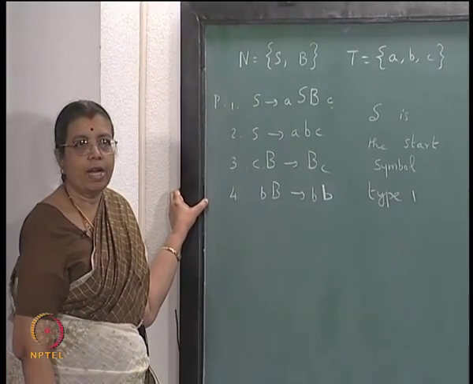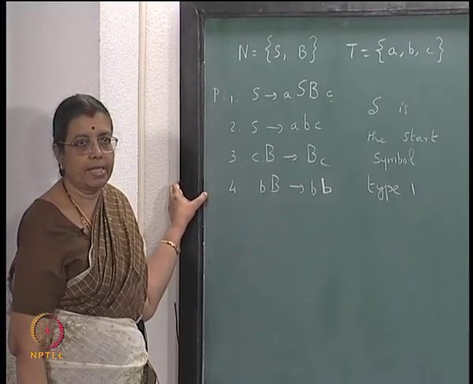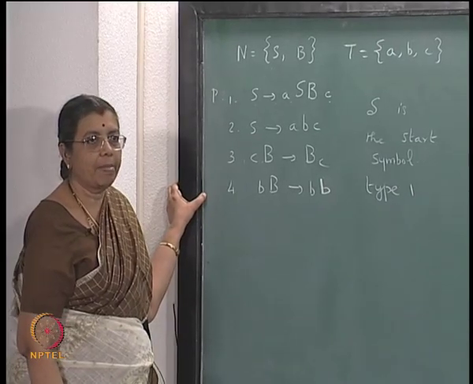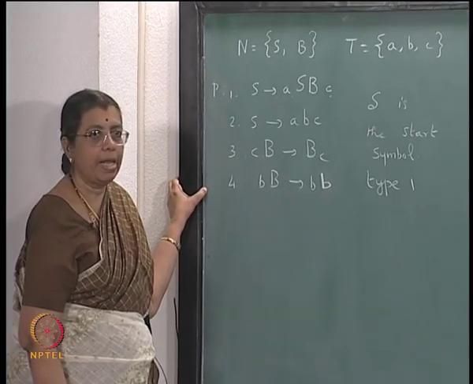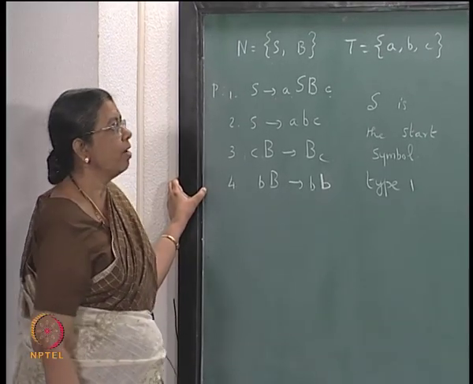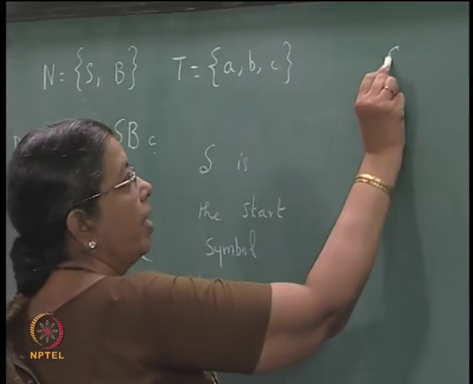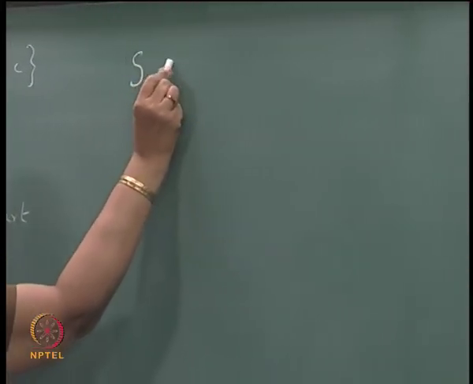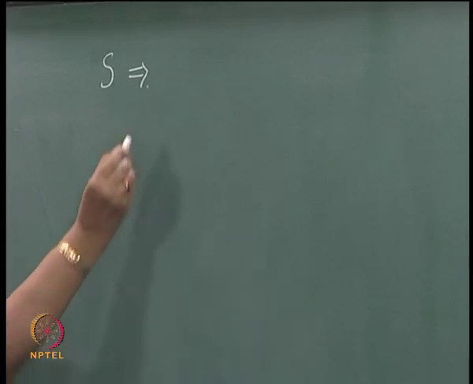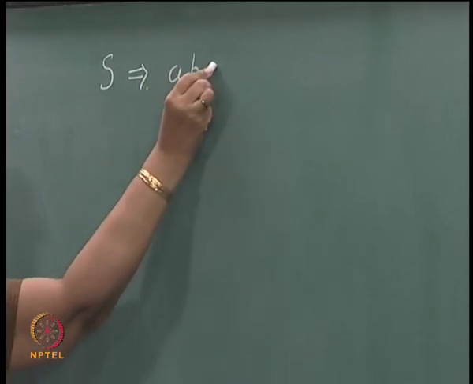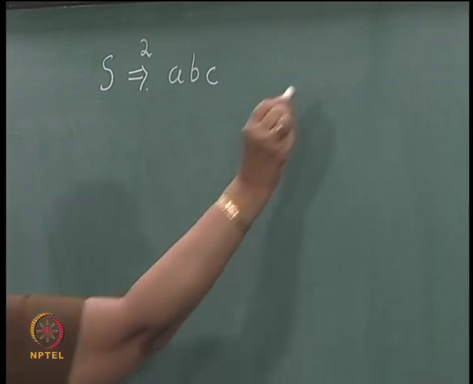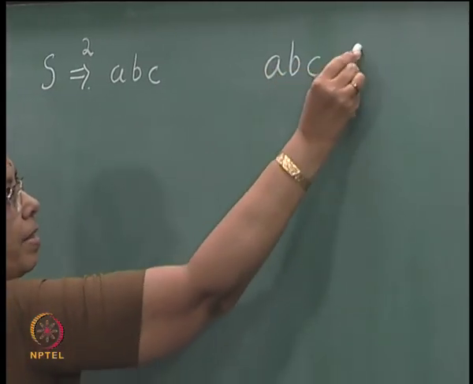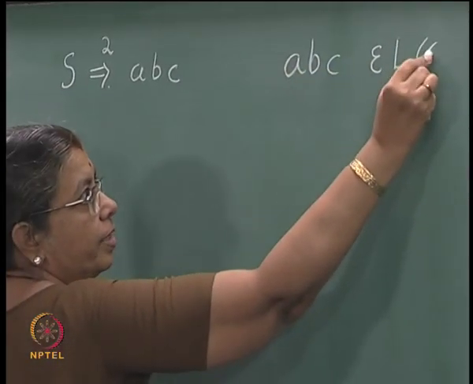And let us see what terminal strings are generated in this grammar. The language generated by the grammar consists of all terminal strings derivable from the start symbol S. So, we will see what terminal strings are derivable. Using rule 2 alone, from S you can derive abc. So, abc belongs to L of G.